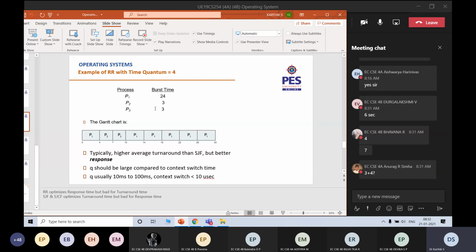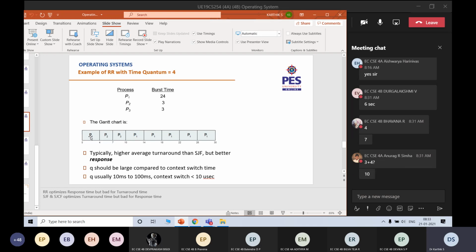What about the turnaround time of P2? P2 completed at 7 milliseconds and it also arrived at the 0th millisecond. So the turnaround time of P2 is 7 milliseconds, and P3 completed execution at 10 milliseconds and arrived at the 0th millisecond, so it is also 10. Our total turnaround time is 30 plus 10 plus 7, which is 47 milliseconds. If I divide it by 3, I get an average turnaround time of 15.67 milliseconds.